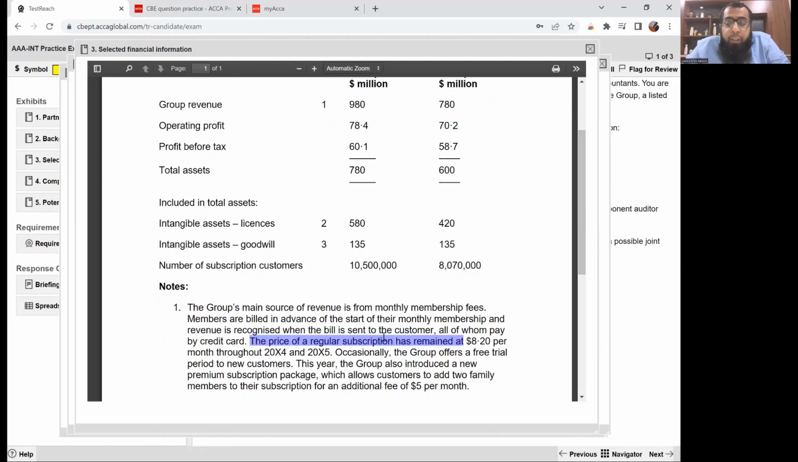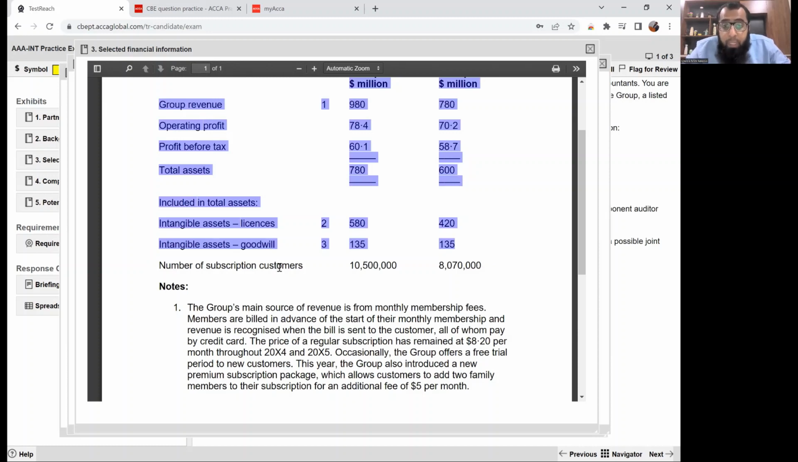Now, the price of a regular subscription has remained at $8.2 per month throughout 2004 and 2005. Occasionally, the group offers a free trial period to new customers. This year, the group also introduced a new premium subscription package, which allows customers to add 2 family members to their subscription for an additional fee of $5 per month. Now, if we look at it here, our group revenue is 980 million. Now, these are our number of subscribed customers. You can look at it here.